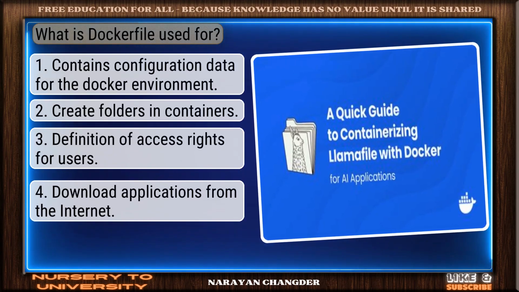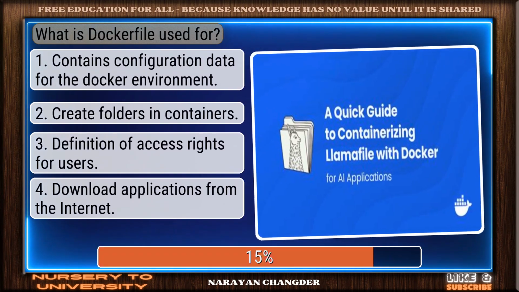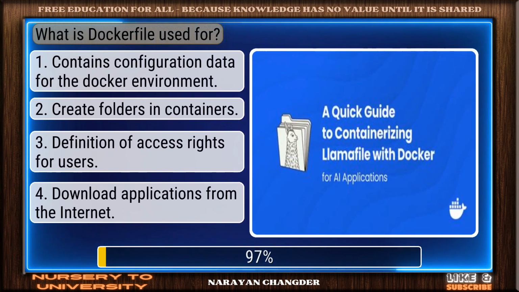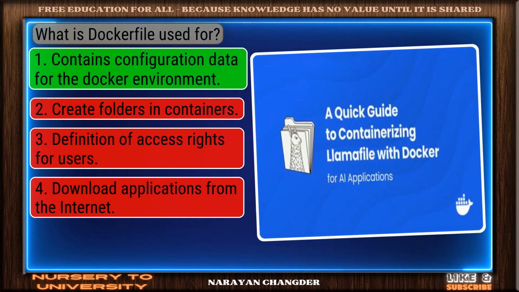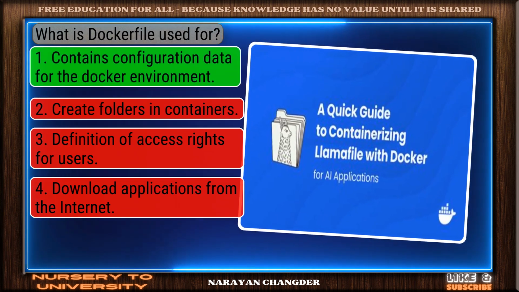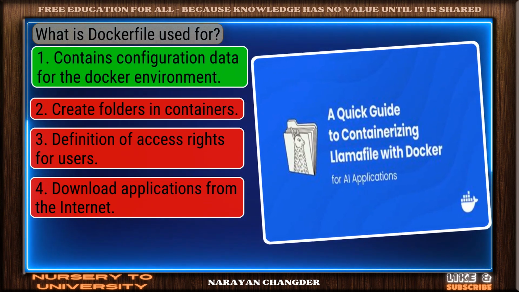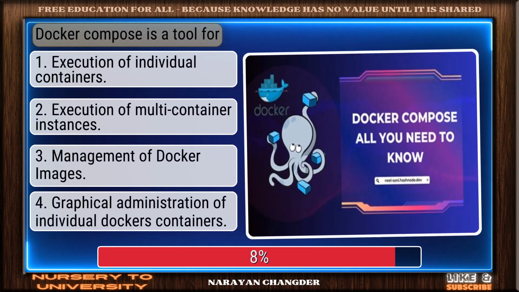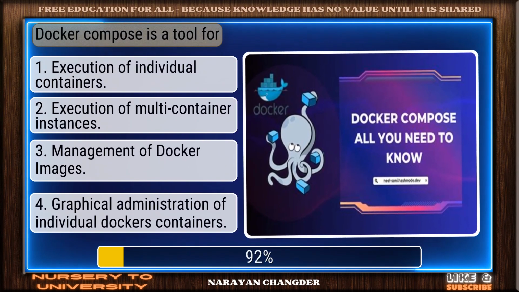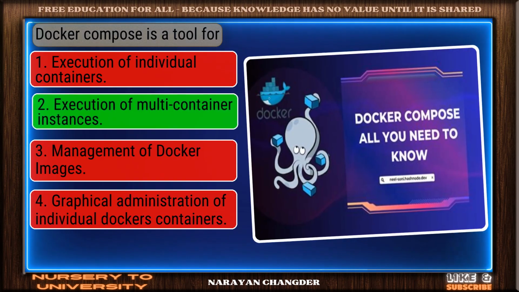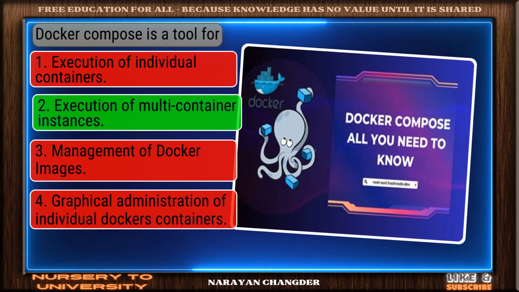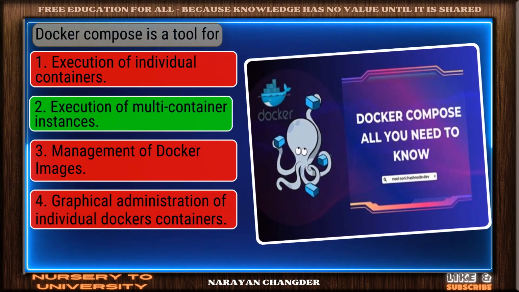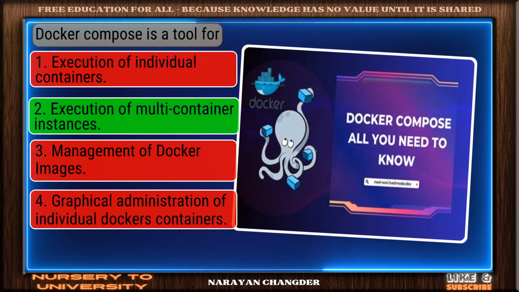Question number 50. What is Dockerfile used for? Well done. Contains configuration data for the Docker environment is the right choice. Question number 51. Docker Compose is a tool for. Correct response. Execution of multi-container instances is the most accurate answer.